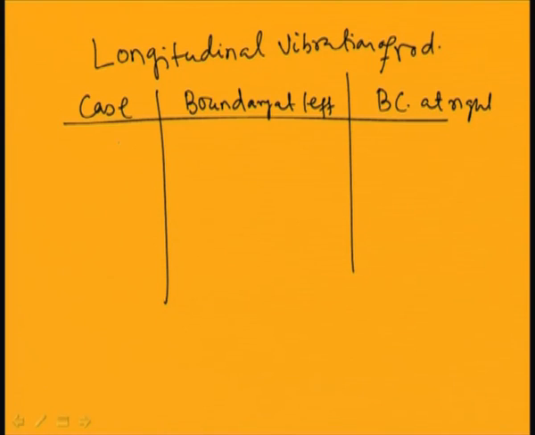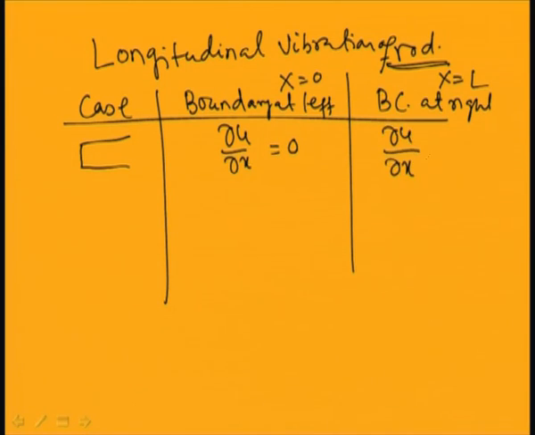Let us see the different types of boundary conditions. Let the rod be free. If the rod is free, that means it is not supported at the ends, then the boundary conditions are, at the left end, that is x equal to 0, and at the right end, that is x equal to L, the slope at the ends will be equal to 0, that means ∂u/∂x will be equal to 0. Similarly, at the right also you will have ∂u/∂x equal to 0.